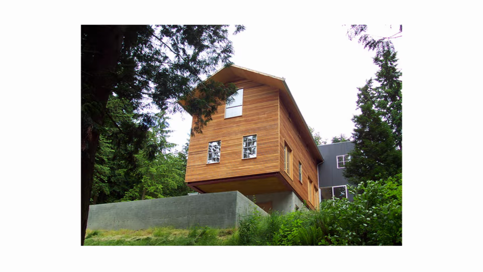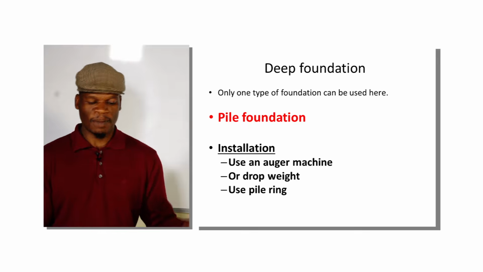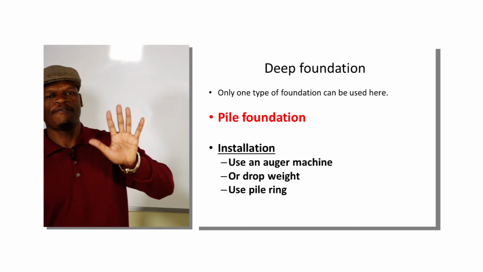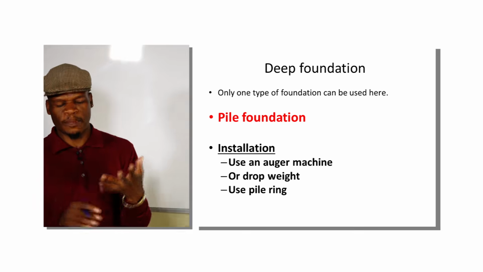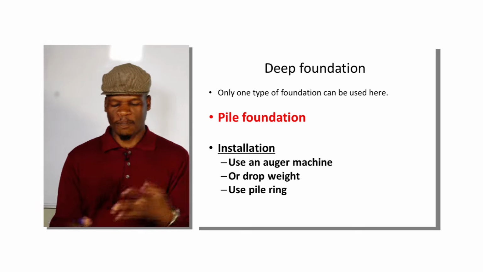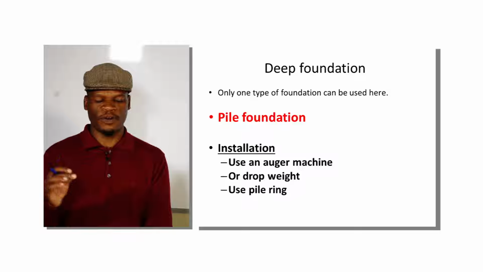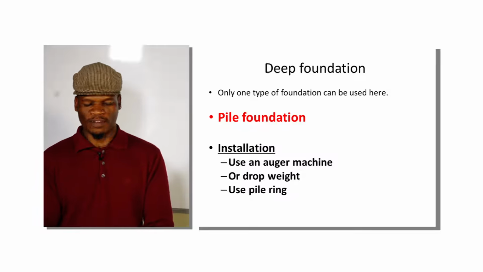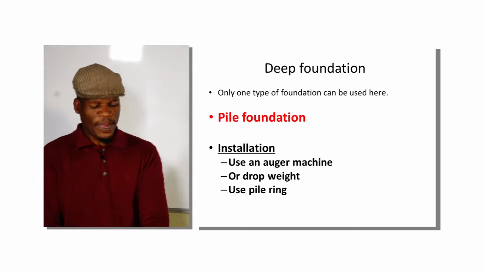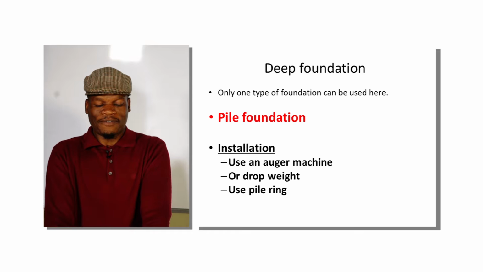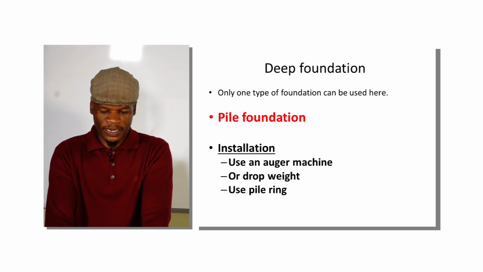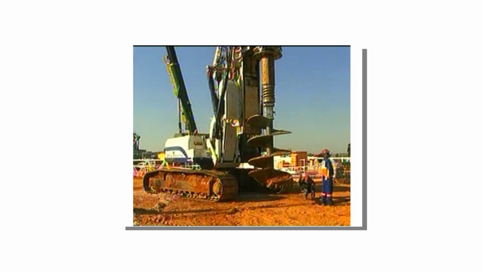Then in terms of the deep foundation, we have only one. Remember on the shallow foundation, we did five of them, which were the strip, the pad, the cantilever, the combined foundation, and the raft foundation. So now on the deep foundation, we have only one, which is the pile foundation. Normally it's going to be used for very tall buildings. Then this is the equipment that they will use to dig for those pile foundations. They will use the rig.